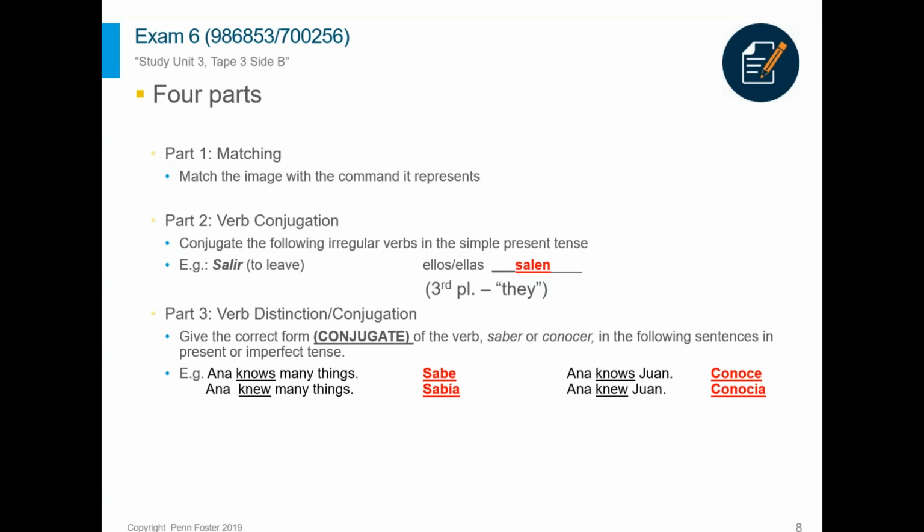So in our examples here, Anna knows many things. She knows those for certain. We're going to use saber. So our answer, Anna, sabe. If it's in the imperfect, Anna knew many things. Your answer becomes sabía. Over on the right-hand column, Anna knows Juan. That's more of an acquaintance or a familiarity. So you'll be using conocer. In present tense, conoce, and in the imperfect tense, conocía.